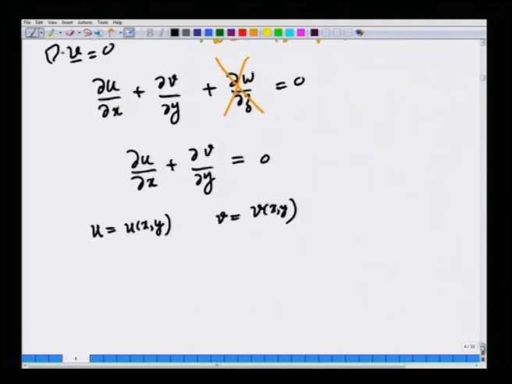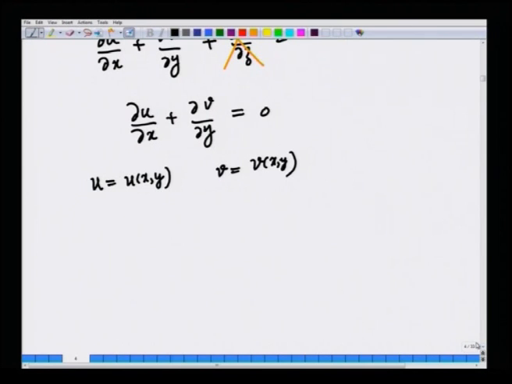Because we are saying that the flow is invariant in the third direction. Now, we are going to introduce a new concept called a stream function. It is a function of the two independent variables, it is denoted by the Greek letter psi, it is a function of both x and y, and it is related to the fluid velocities in the following manner.